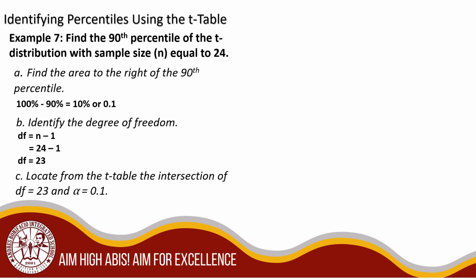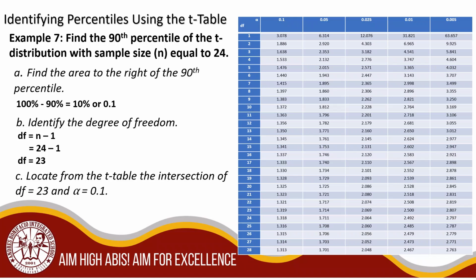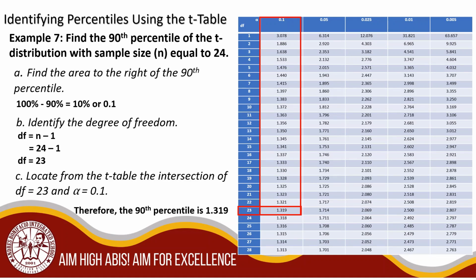And then we have to locate from the t-table the intersection of degree of freedom, which is 23, and the alpha, which is 0.1. So we have our t-table. So degree of freedom is 23 and the alpha is 0.1. So the intersection is 1.319. So therefore, the 90th percentile of this t-distribution with n equal to 24 is 1.319. So that is the 90th percentile.